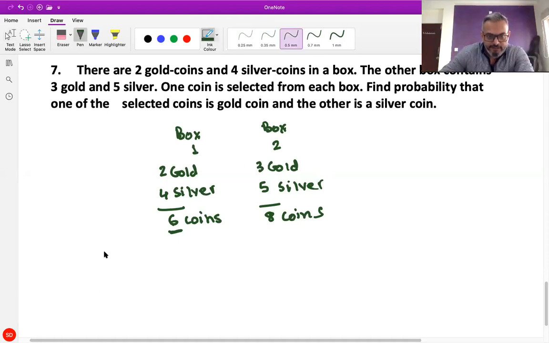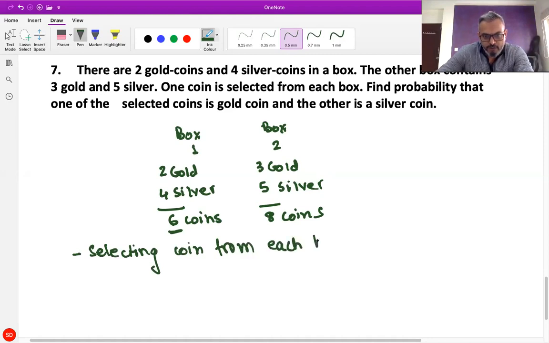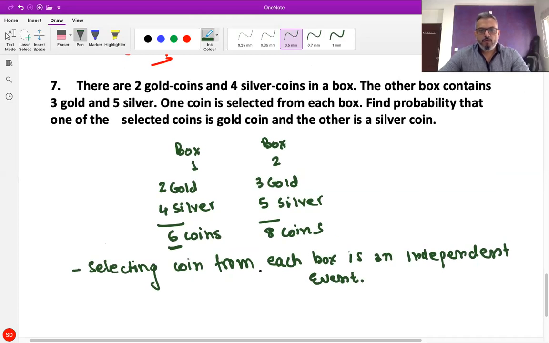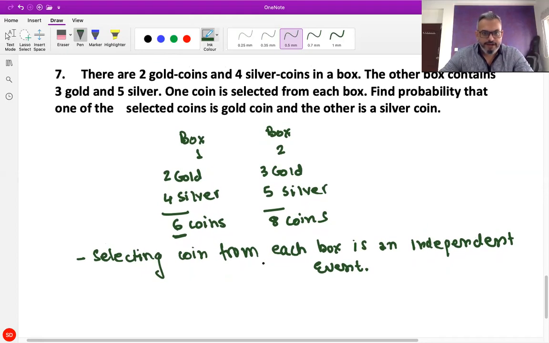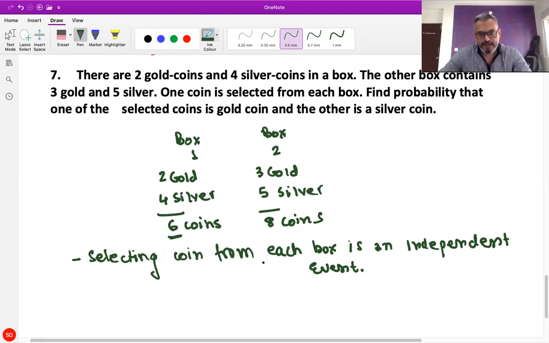So let me write this for your knowledge. Selecting a coin from each box is an independent event. Now, one coin is selected from each box. We have to find the probability that one of the selected coins is gold and the other is silver.